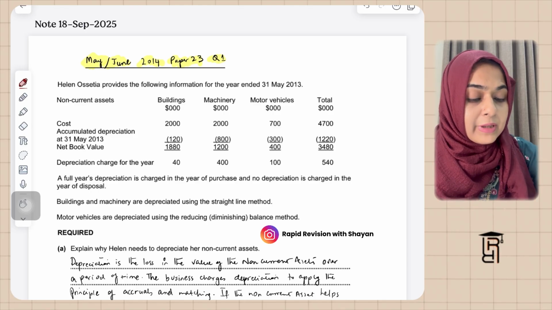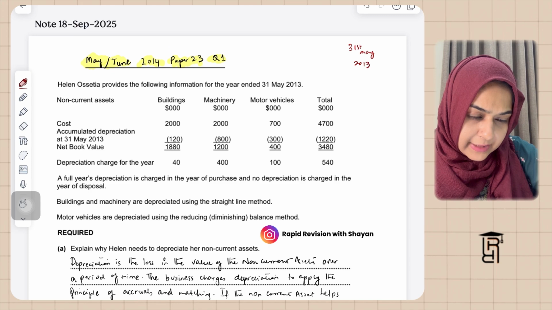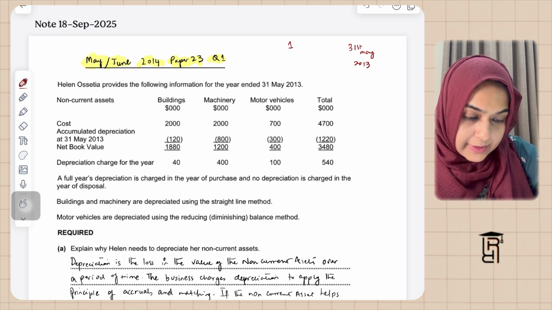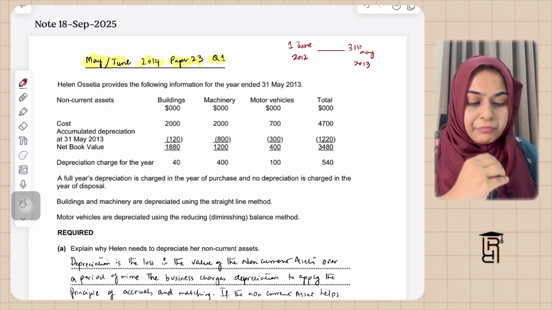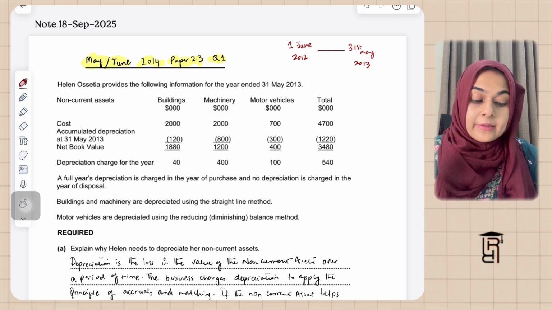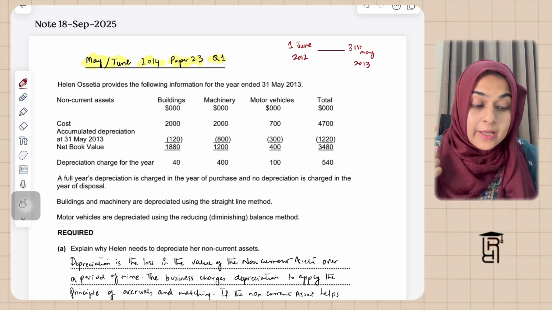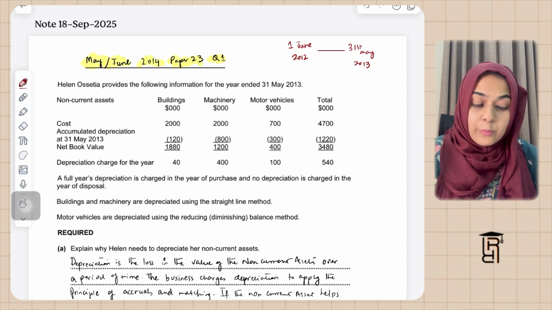So you guys should know that if her year ends on 31st May 2013, it starts on 1st June 2012. That's the start of the year, and the end of the year is 31st May 2013. And they have given you information of non-current assets. So there are three types of non-current assets in this particular question. There's buildings, there's machinery, there's motor vehicles, and then they've given you the total. They've given you cost of buildings, machinery, and motor vehicles.